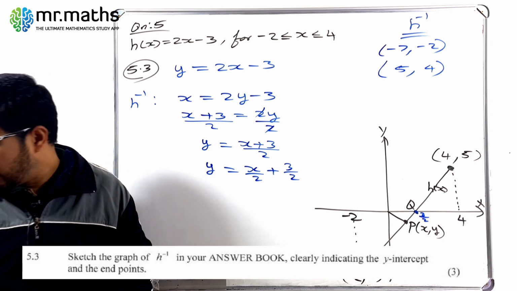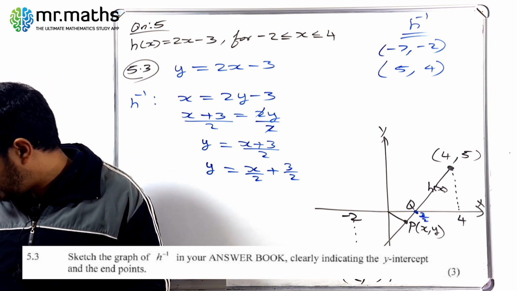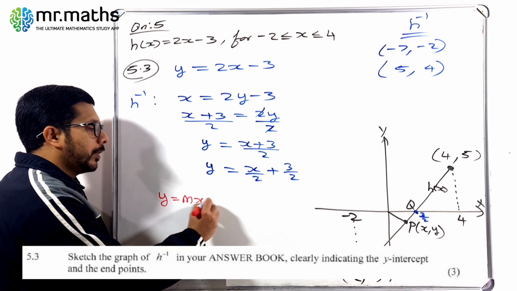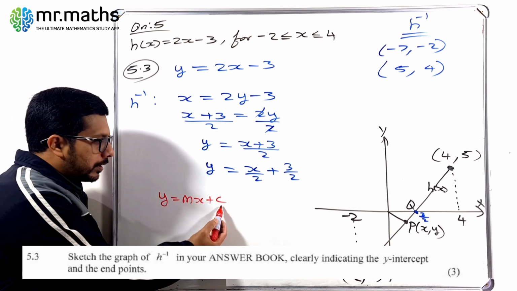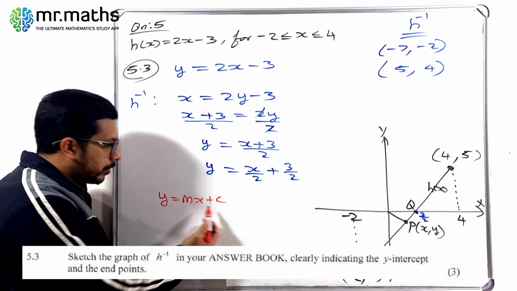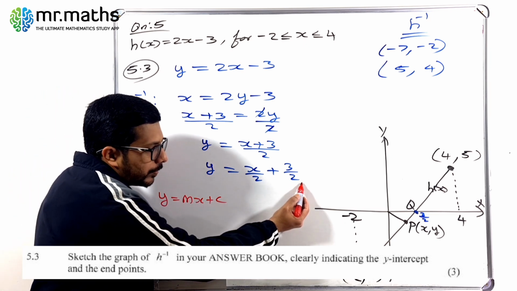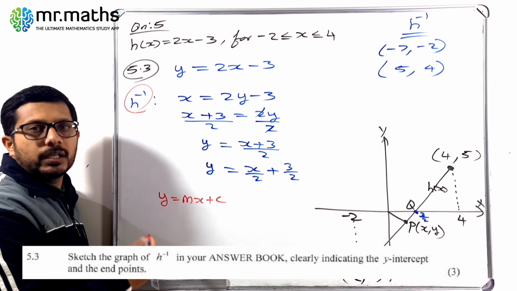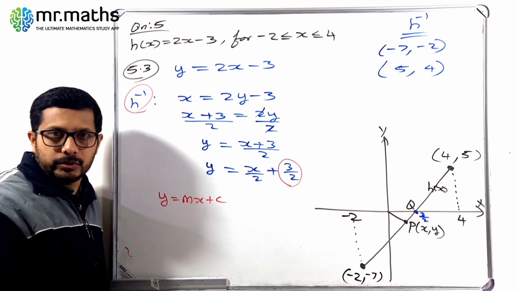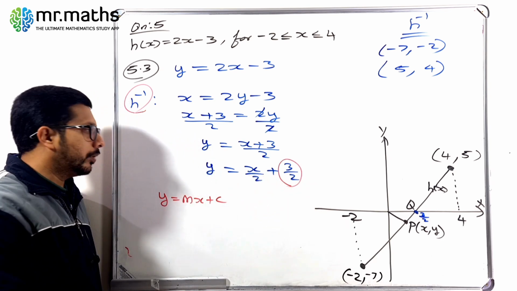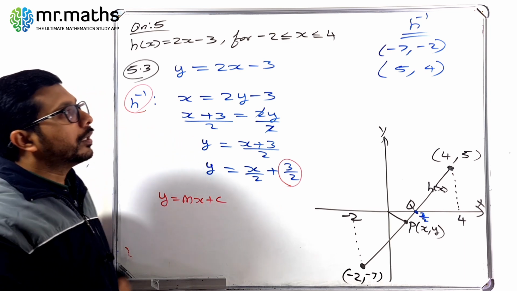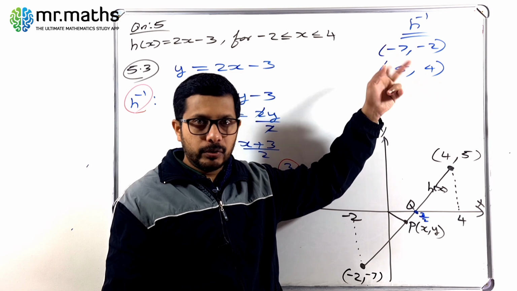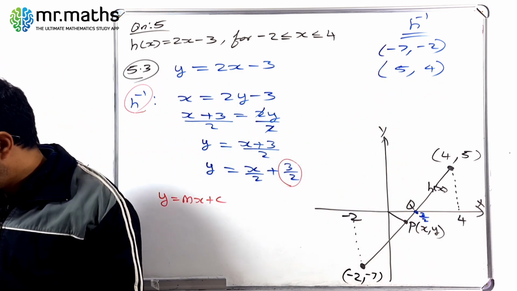Okay, so what is the standard form? h inverse is also a linear function, am I right? Straight line function. Okay, what is the standard form of a straight line function? y is equal to mx plus c. Okay, so what does this c stand for? Y-intercept. So here what is the y-intercept? 3/2. So it means that in our h inverse function the y-intercept is 3/2. You understand? Okay, so the y-intercept is 3/2 and the end points are -7, -2 and 5 comma 4. You swapped x and y, so remember that one. Okay, so based on that we have to draw the graph.